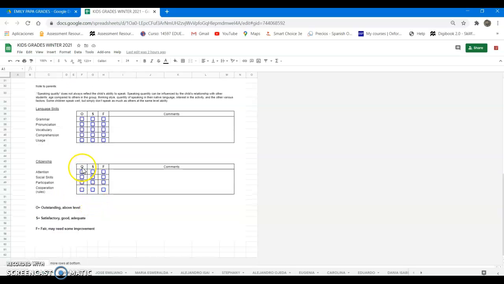The letter O means outstanding, the letter S means satisfactory, and the letter F means fair, may need some improvement. And also you have to add some comments. Remember to be positive.